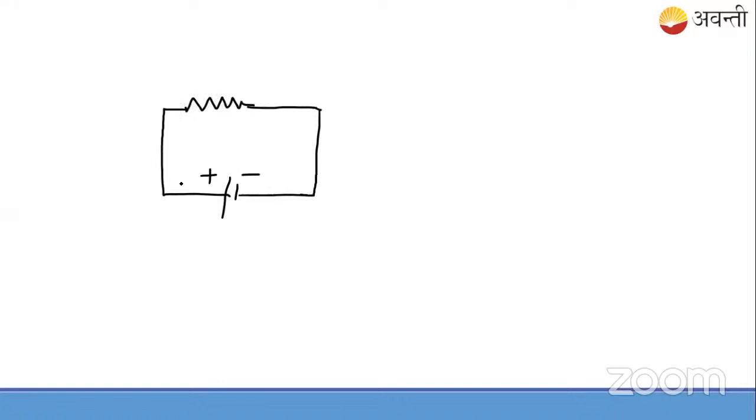Suppose this is a circuit in front of you. I'm drawing. Okay, this is a circuit. And this is the plus terminal. This is the negative terminal here. And suppose I connect a resistor like this. So the current passes through this like this.